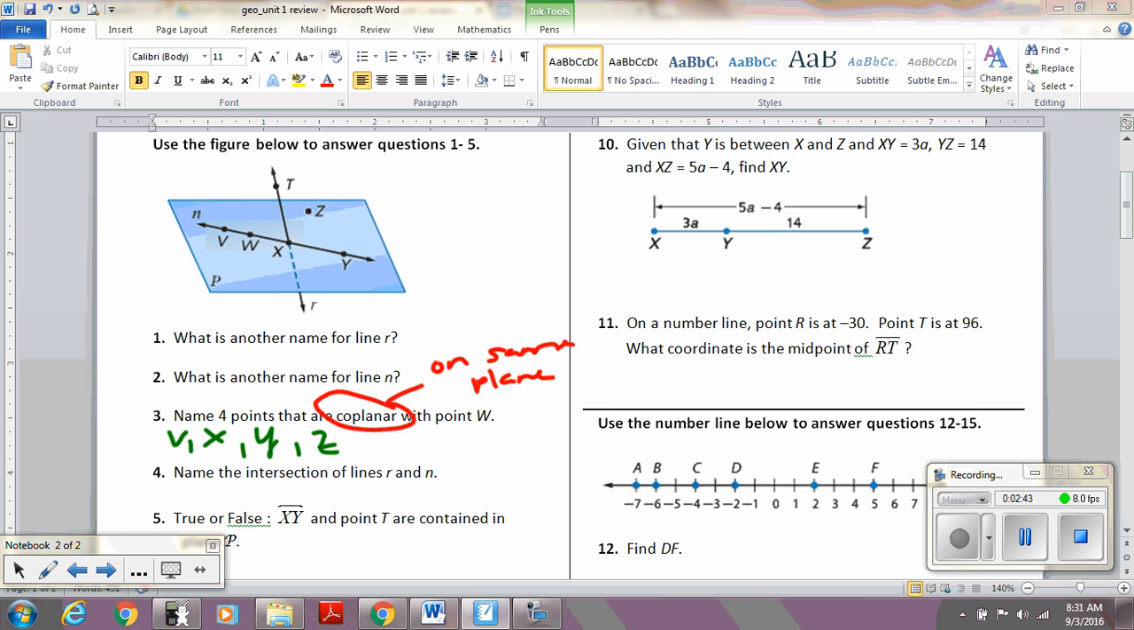Number 4 wants us to name the intersection of lines R and N. Intersection is where the 2 lines meet. And the 2 lines meet here at point X. So X would be the final answer.